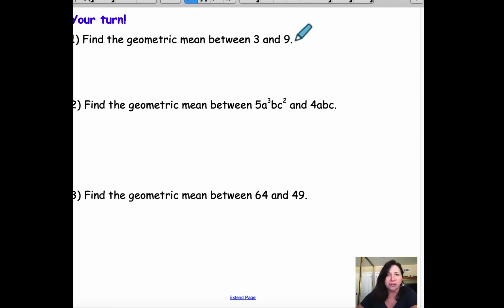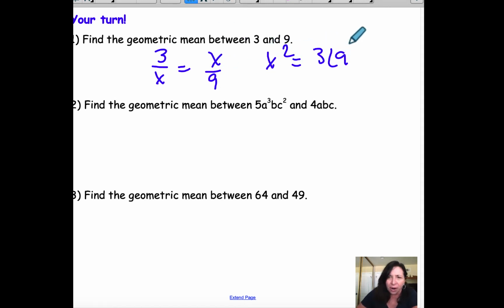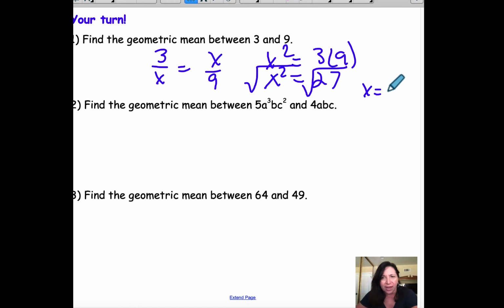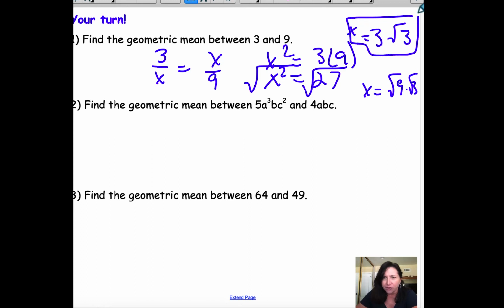Find the geometric mean between 3 and 9. You're going to go 3 is to X as X is to 9. Cross multiply, we get X squared is equal to 3 times 9, which is 27. I'm going to take the square root of both sides to get rid of the 2. Therefore X is equal to, thinking perfect squares, the square root of 9 times the square root of 3. The square root of 9 is 3, and so 3 times root 3 is 3 root 3. That's my geometric mean.